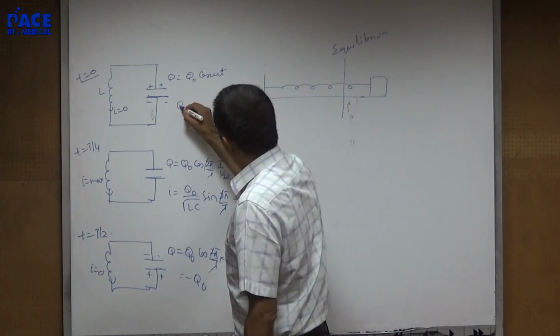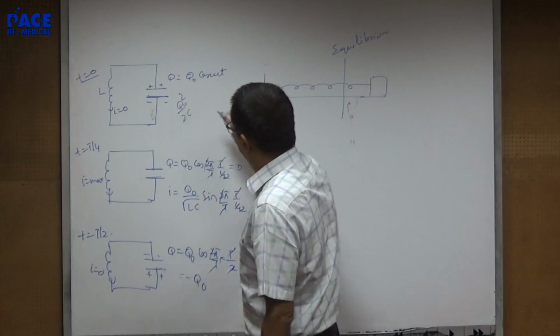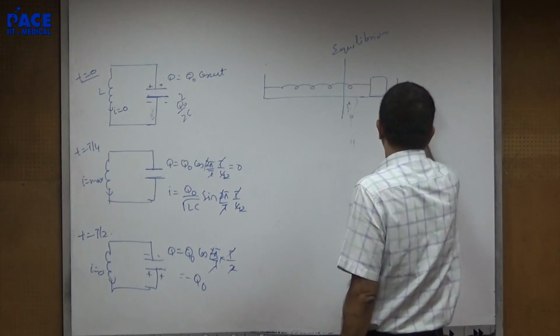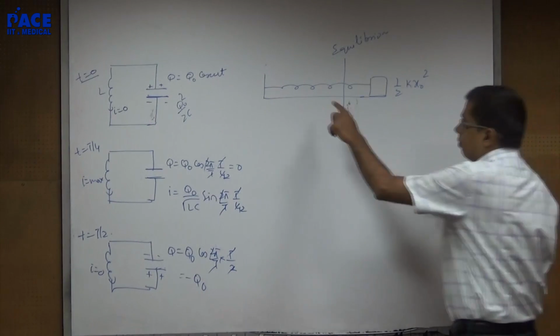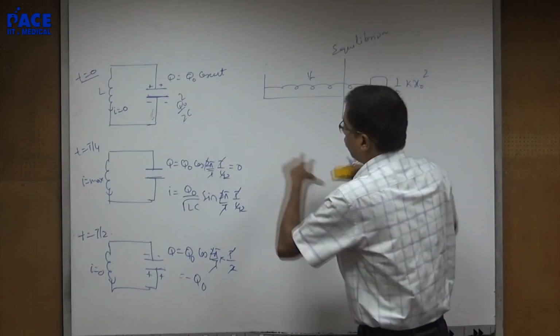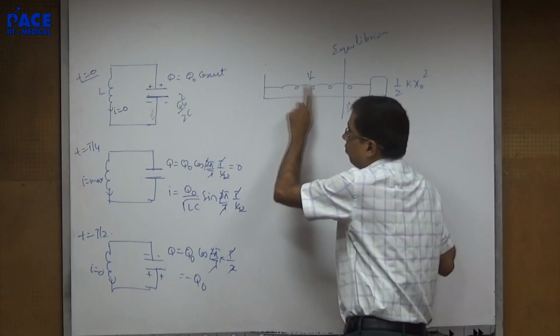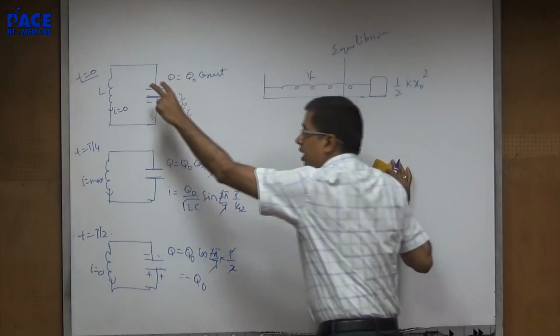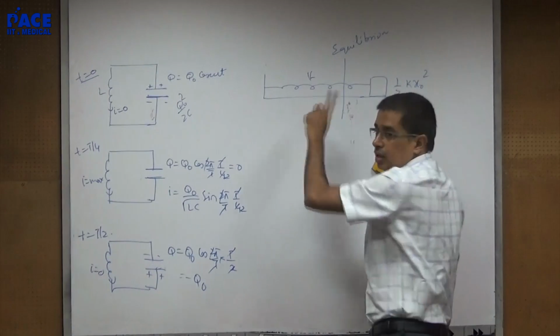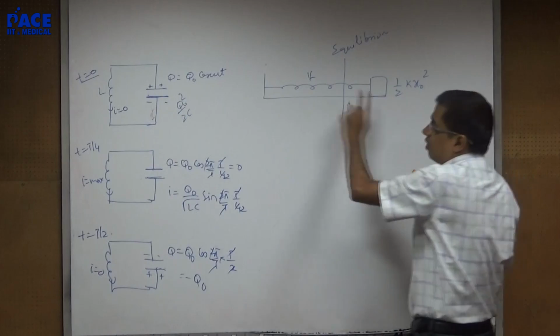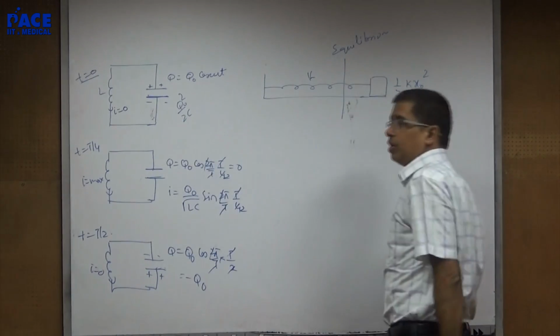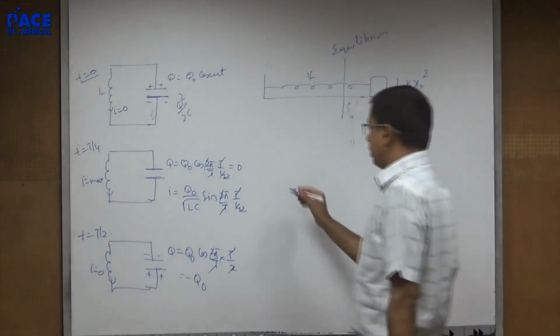Here, what is stored as Q naught square by 2C will be stored as half k x naught square here. They are comparing one conservative force with another conservative field. Electrostatic is conservative, spring force is conservative. You stretch it, energy stored is half k x naught square, half CV square, or Q naught square by 2C.